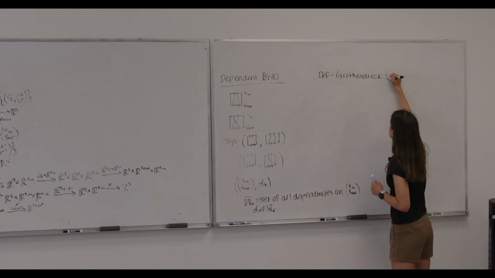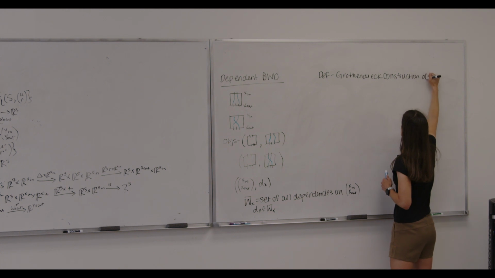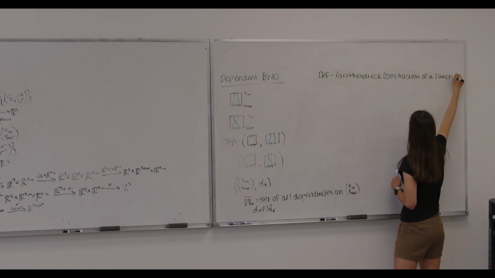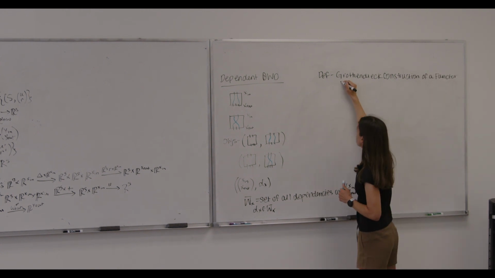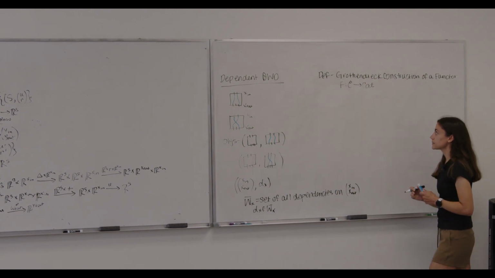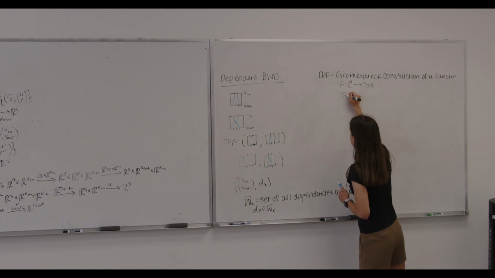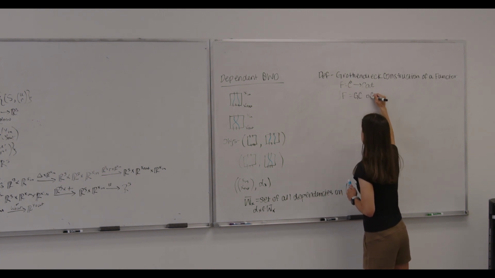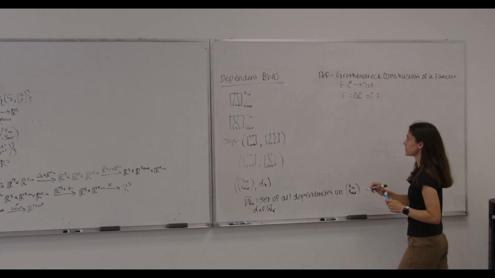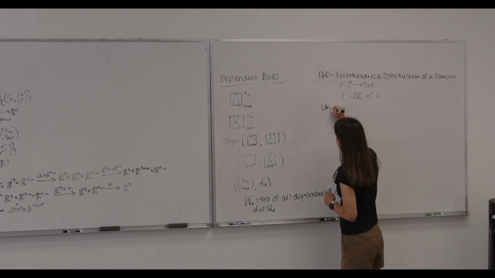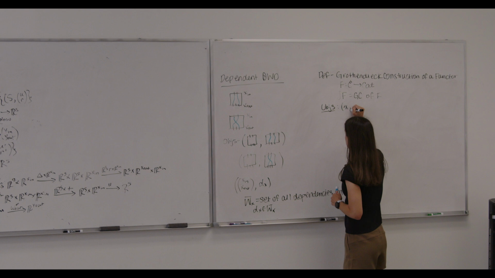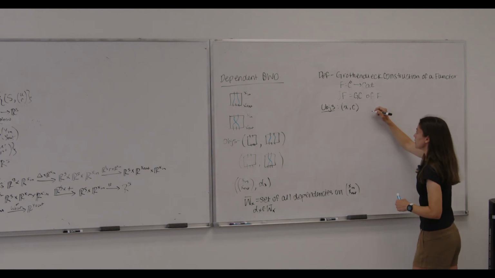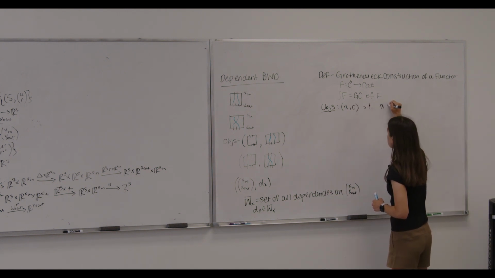And so the Grothendieck construction of a functor. This has to take in some functor F, which goes from some category C to the category of all categories. And we take this to equal the Grothendieck construction of F. This is how we denote it. And so this has objects of the form (x, c), where x is some object in C.